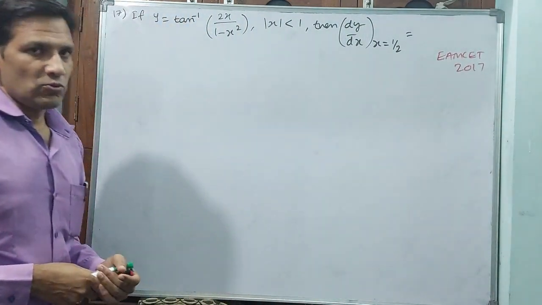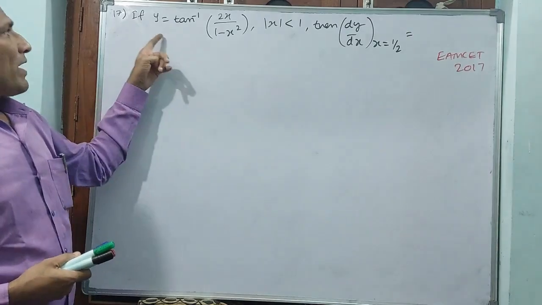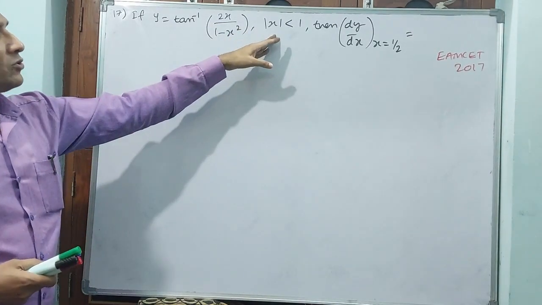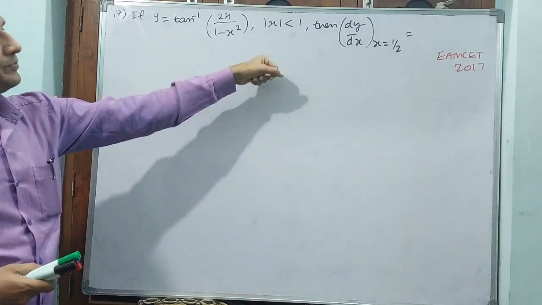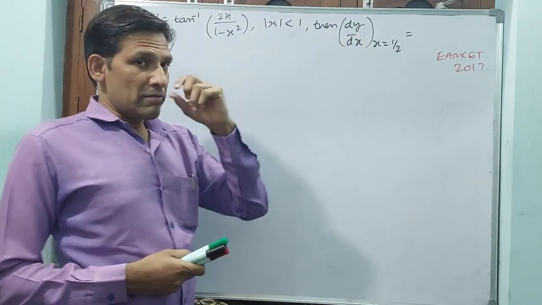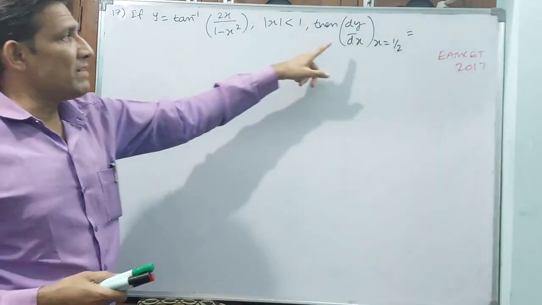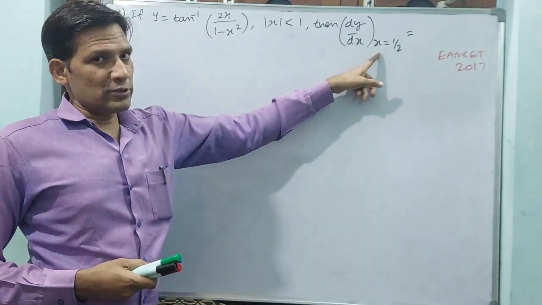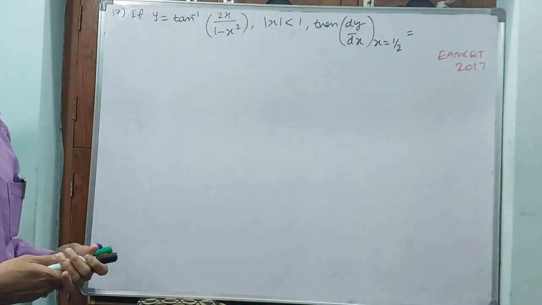This is asked in Eamcet 2017. They have given y is equal to tan inverse of 2x by 1 minus x square, and also modulus of x is less than 1. Then they are asking what is the value of dy by dx at x is equal to 1 by 2. Here, first you have to find dy by dx, differentiation. Then you have to substitute x value as 1 by 2.